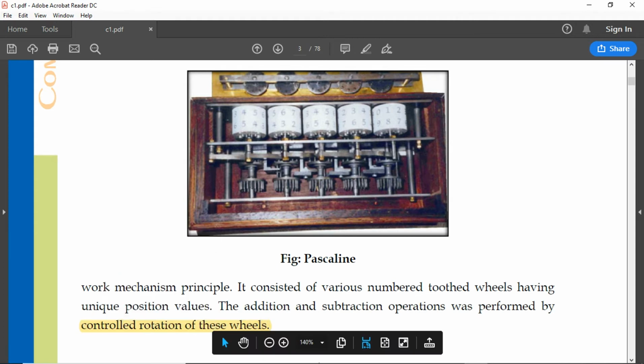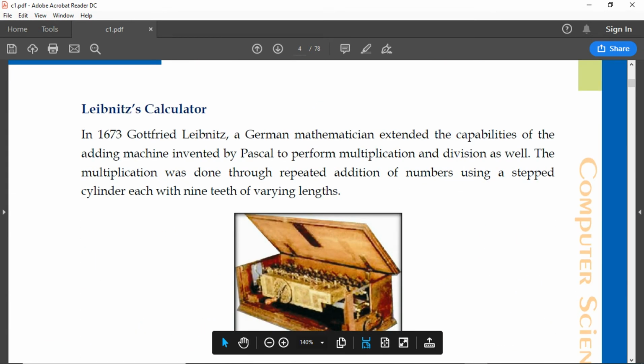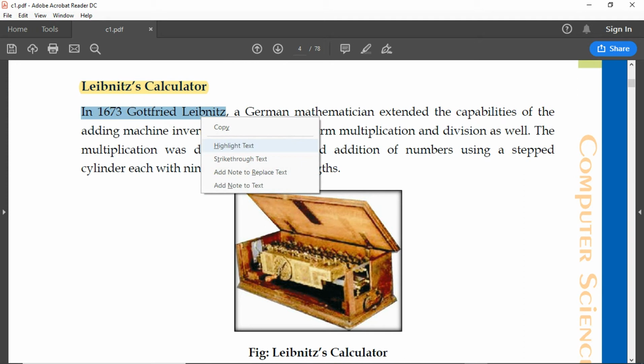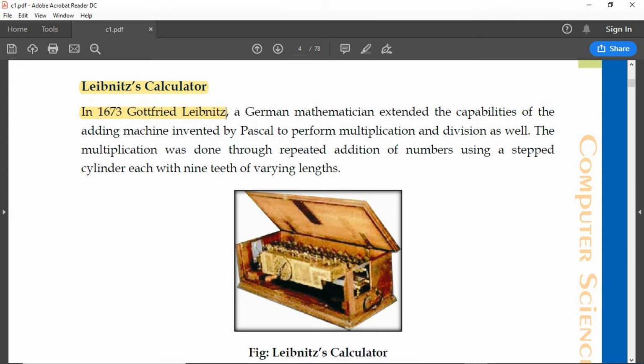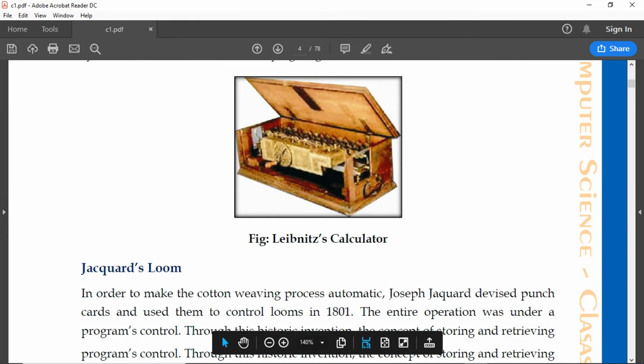Leibniz's calculator. In 1673, Gottfried Leibniz, a German mathematician, extended the capabilities of the adding machine invented by Pascal to perform multiplication and division as well. The multiplication was done through repeated addition of numbers using a stepped cylinder each with 9 teeth of varying lengths. Fig. Leibniz's calculator.